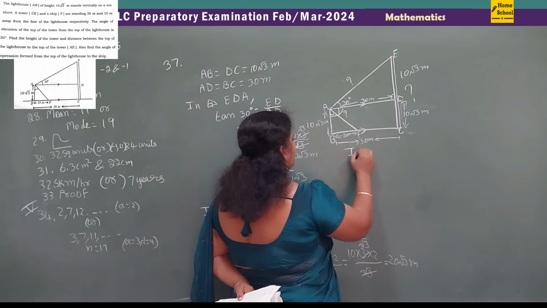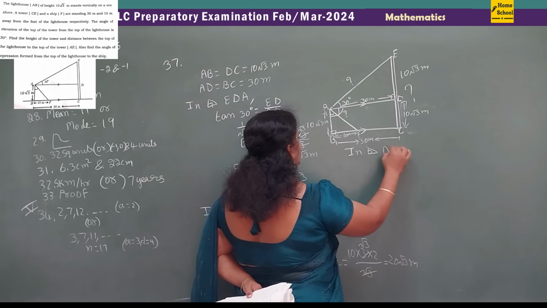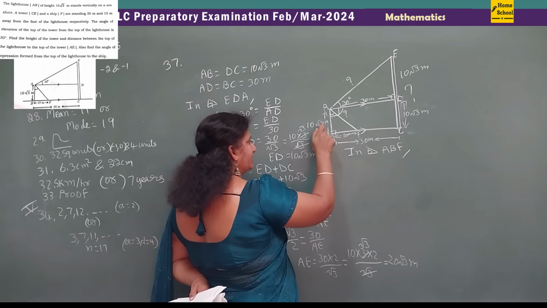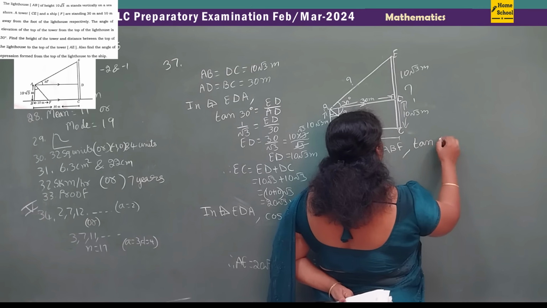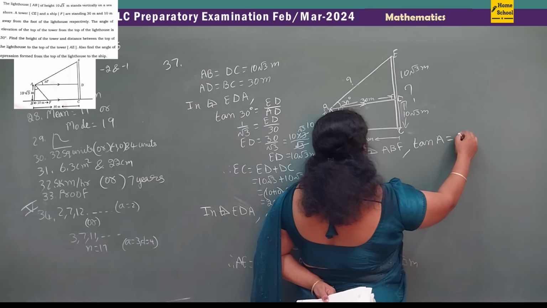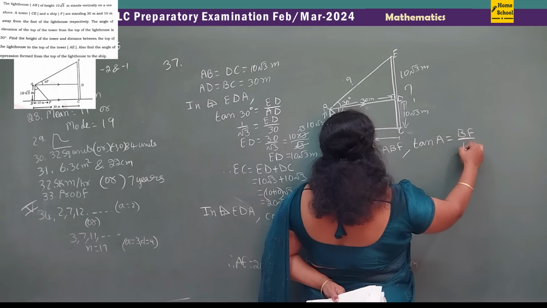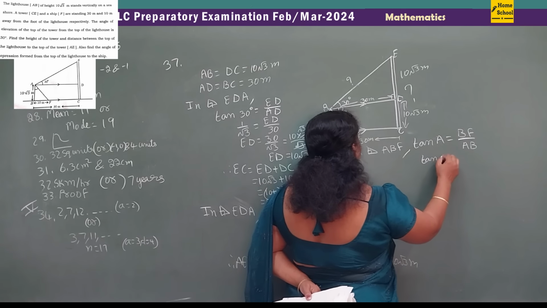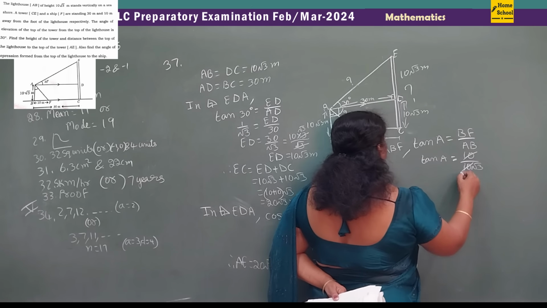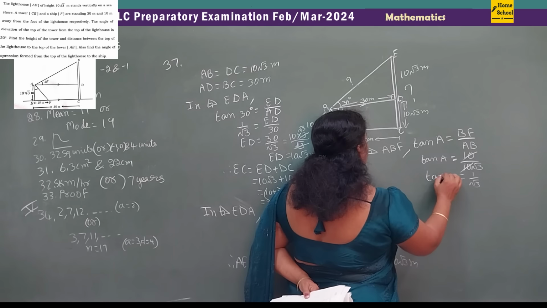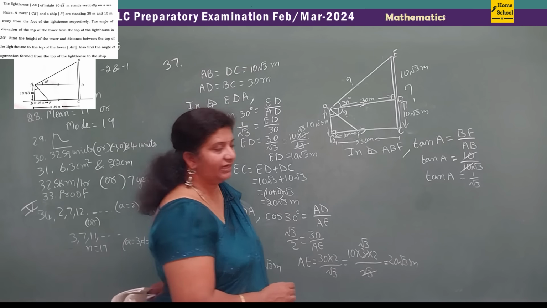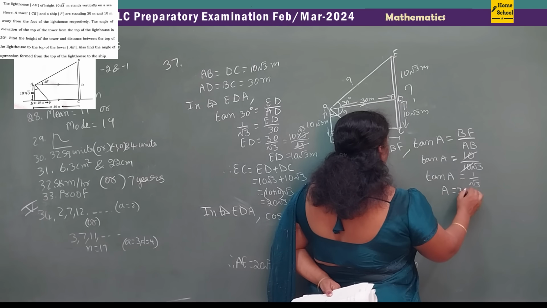Now let me consider in triangle, right triangle ABF. I know angle is here, opposite I know, adjacent I know. That means take tan, so I don't know this, right? Tan A I will write. Tan A is equal to opposite BF by adjacent AB. Tan A is equal to BF value is 10. AB value is 10 root 3. Once that is 1 by root 3 you got. So tan A is equal to 1 by root 3. In tan where do you get 1 by root 3? It is 30 degree. So therefore A is equal to 30 degree.